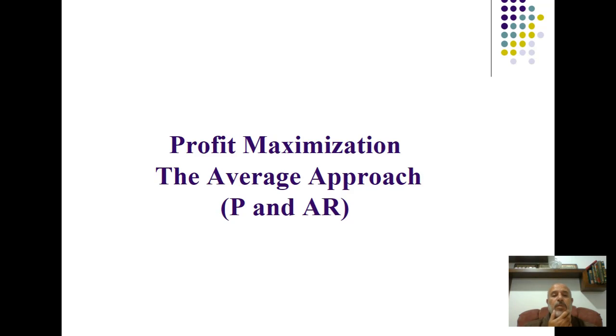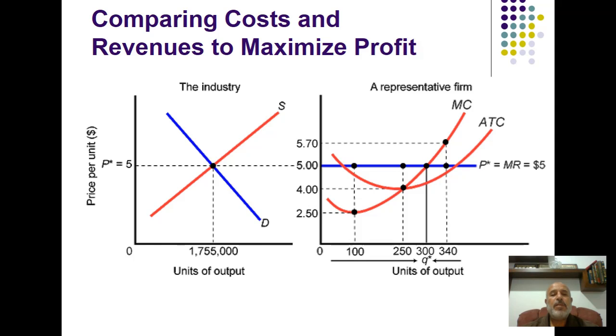The difference between total revenue and total cost equals the total profit. Now in this lecture we'll continue by calculating profit maximization using the average approach, price and average revenue. We have to remind that price in the perfect competition is constant and equal to marginal revenue, and the price line is the same as the demand curve for the single firm.